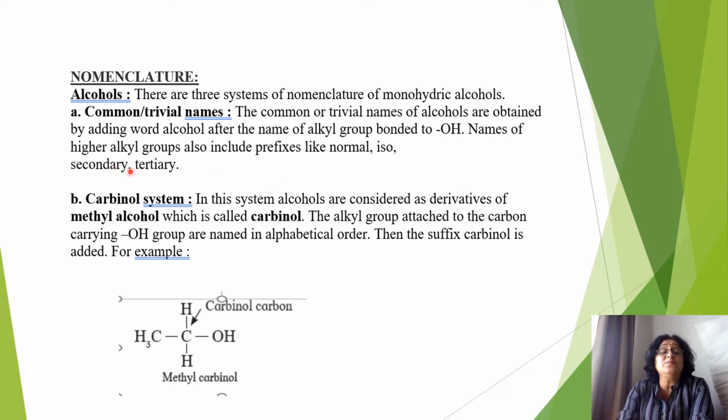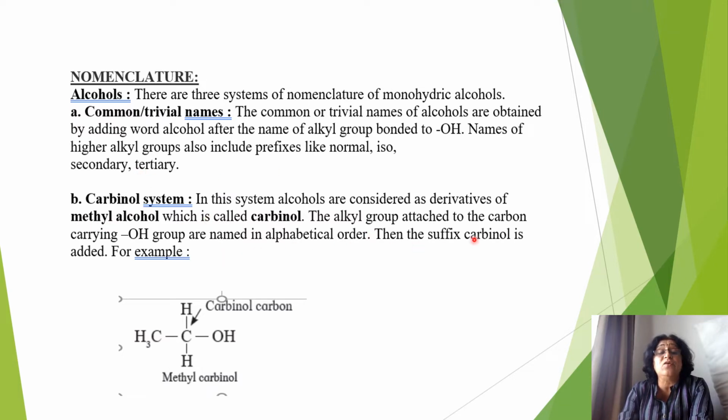Now the names of the higher alkyl groups are written using prefixes like normal, iso, secondary, tertiary. So normal propyl alcohol or isopropyl alcohol, secondary butyl alcohol, tertiary butyl alcohol. So like that. Then the carbinol system.